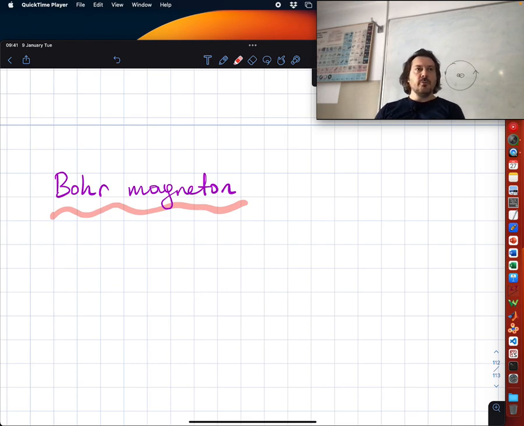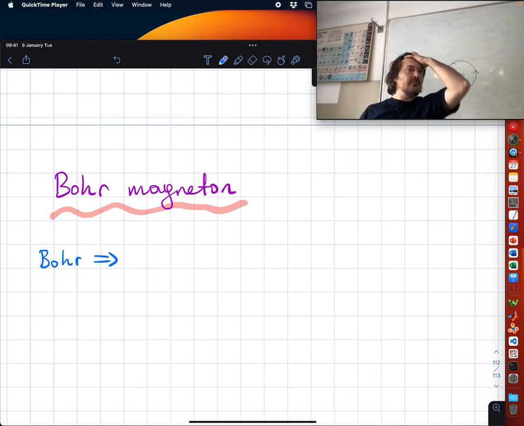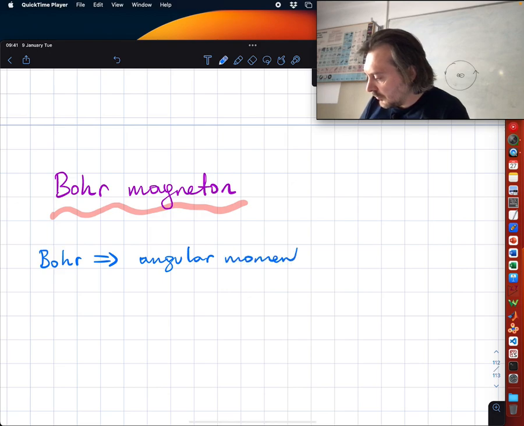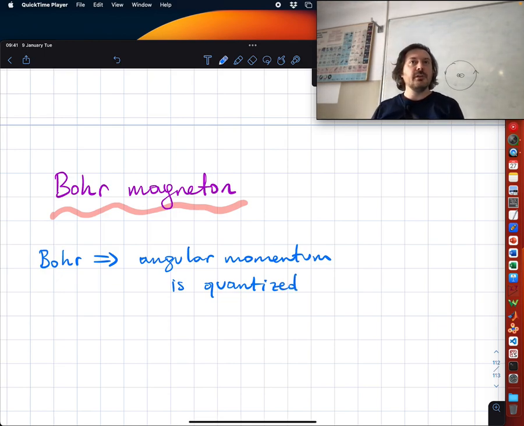You remember our problem with the electron falling on top of the atom, right? So Bohr had a great intuition, and for some mathematical reasons, for some experimental reasons, he just said that angular momentum is quantized. Okay, a little bit of story.